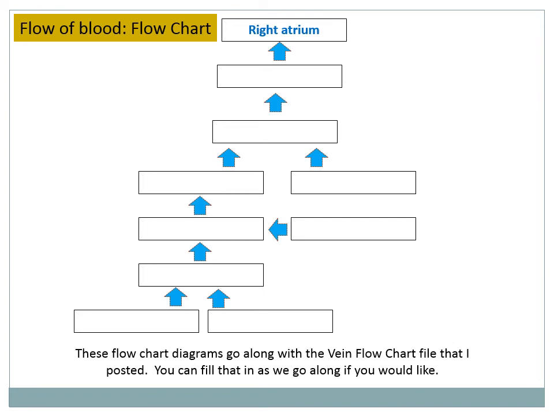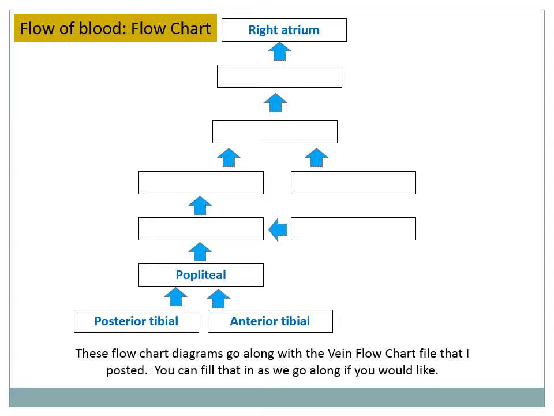So starting with the appendages, we're going to go back into the heart. That's where we're going here. We're going to start near the bottom of our legs. We're going to start with our anterior and posterior tibial veins. Your anterior and posterior tibial veins lead to the popliteal vein.